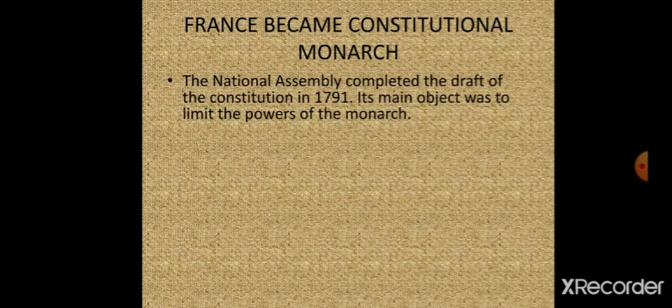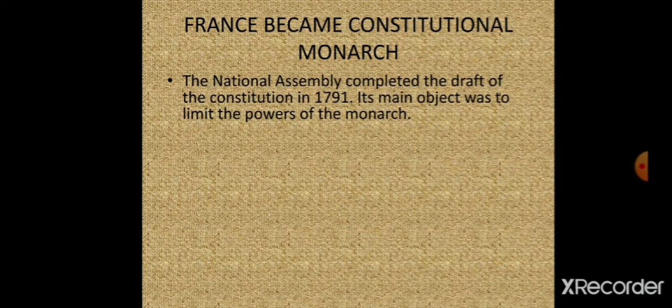Now at this point of time, when Louis XVI recognized the National Assembly, France ultimately became a constitutional monarchy. What is it? When a country has a king who is bound by the constitution of that country, then we call the country a constitutional monarchy.